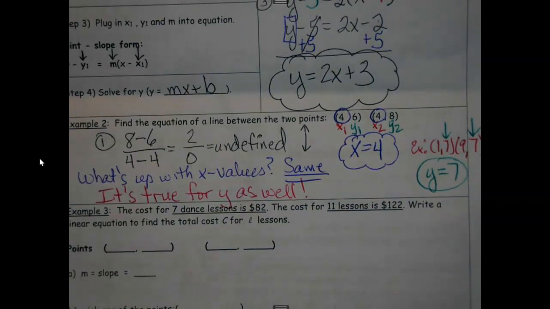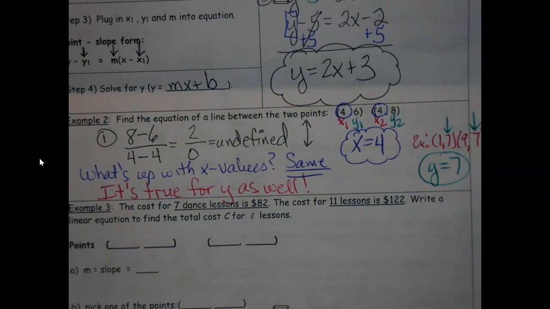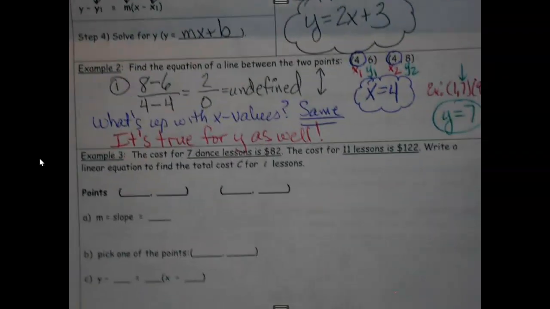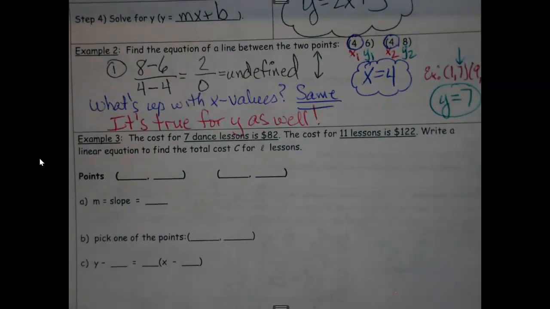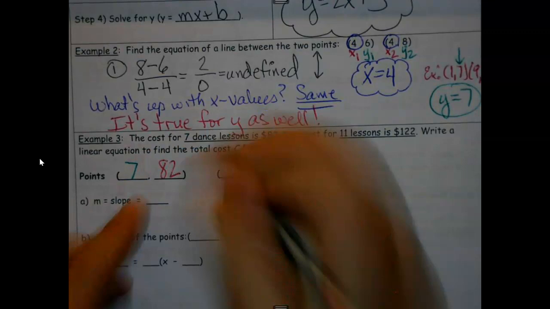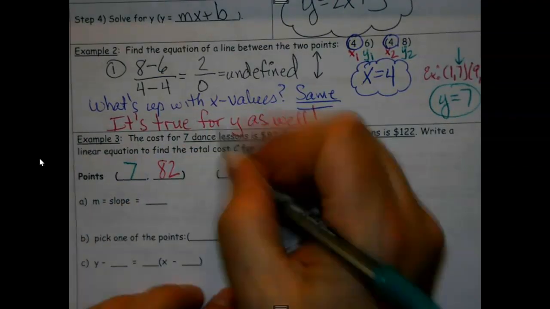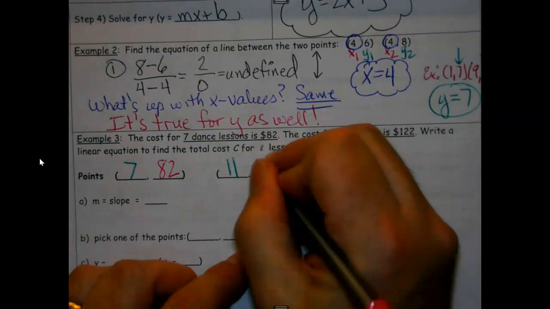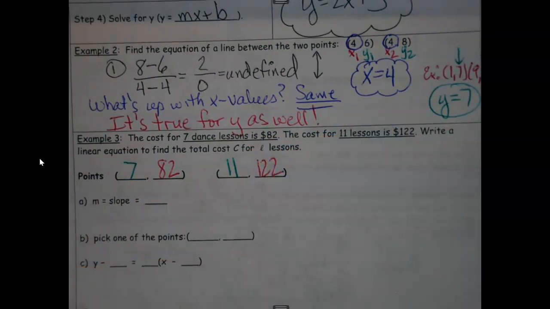Oh my gosh, Artie. Not more applications. Yeah, more applications. It's all right though. So okay, the cost for 7 dance lessons is $82. All right, 7 dance lessons, $82. The cost for 11 lessons is $122. In general, I mean, not everything will be dance lessons and money, but the amount of whatever it is you have will be X. The money-like amount would be Y in general. So write a linear equation to find the total cost for L lessons.